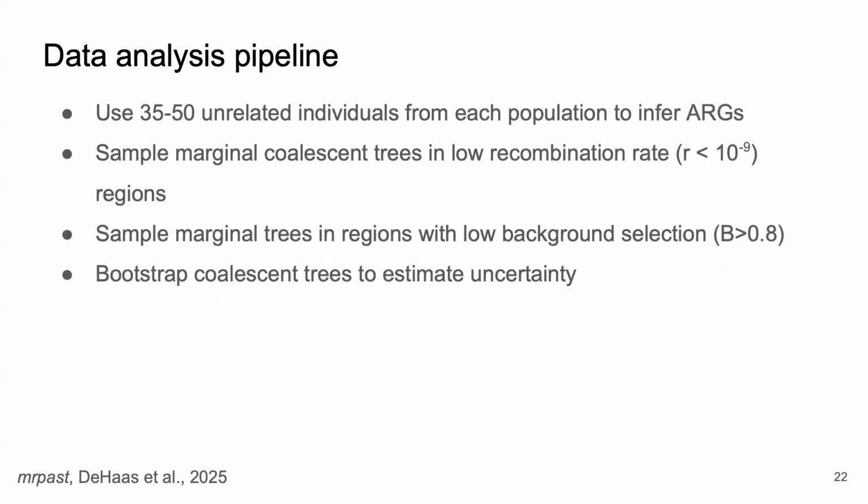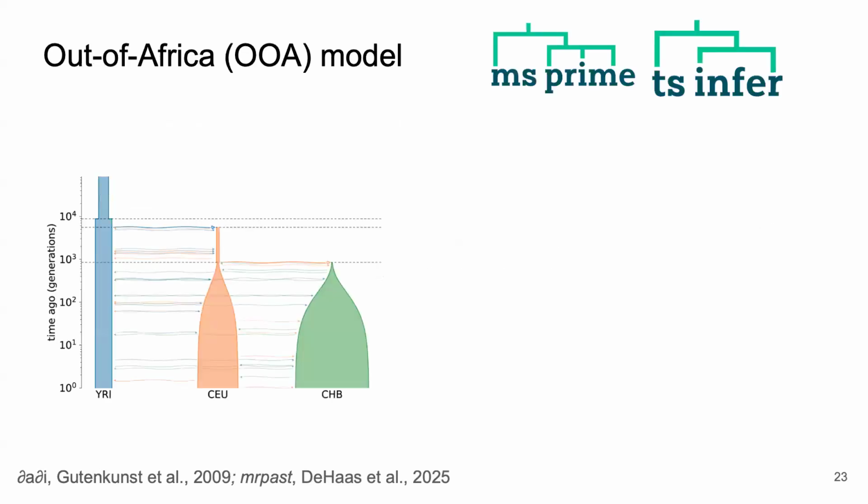So our data analysis pipeline is like this. Typically, we use about 30 to 50 unrelated individuals from each population. And we would also sample coalescence trees in low recombination rate regions, because these are the regions where there's more information for ARG inference methods to resolve the coalescence time. And we know that ARG inference is slightly more accurate in low recombination rate regions. And in real data, we also choose to use regions that are not as affected by background selection by using a threshold for B statistics. And then lastly, we would also bootstrap the coalescence trees to estimate uncertainty.